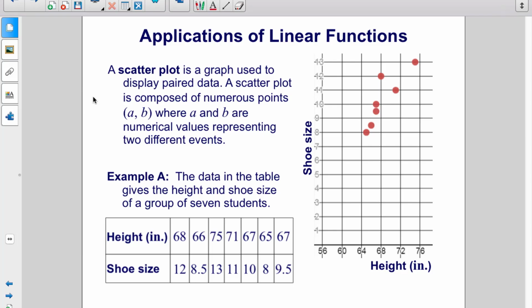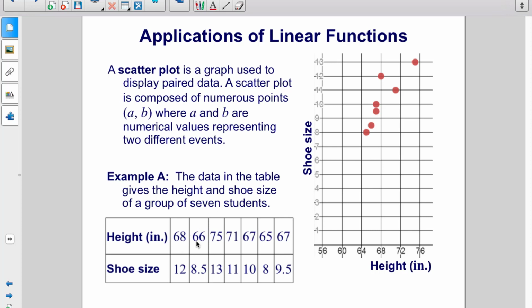Applications of linear functions. A scatter plot is a graph used to display paired data. A scatter plot is composed of numerous points (a, b), where a and b are numerical values representing two different events. Example A. The data in the table gives the height and shoe size of a group of 7 students.